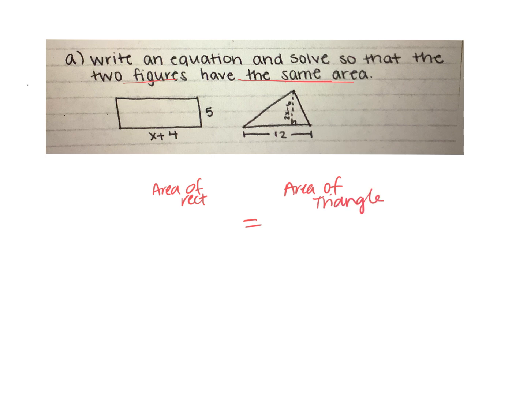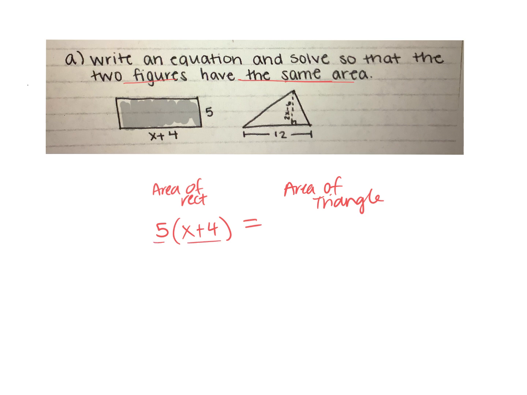So for a rectangle, you know the formula. If I want to find the area of a rectangle, it's length times width. So I see my length is x plus 4, my width is 5. So if I have to multiply those, I'm going to do 5 times x plus 4. I'm going to put that in parentheses because now I have my width times my length.